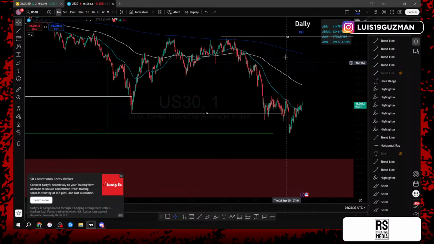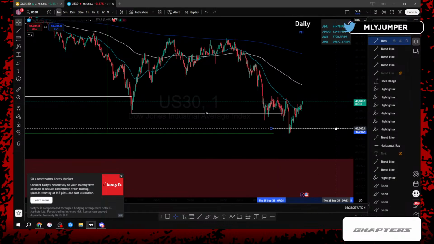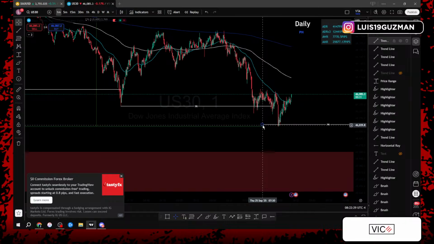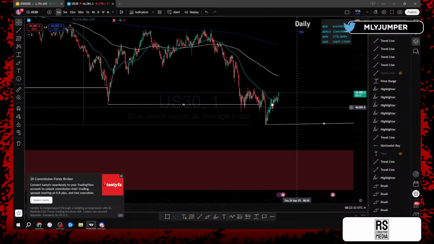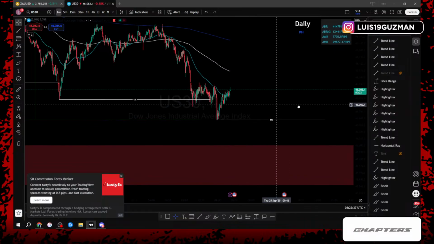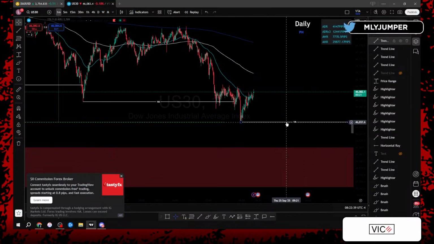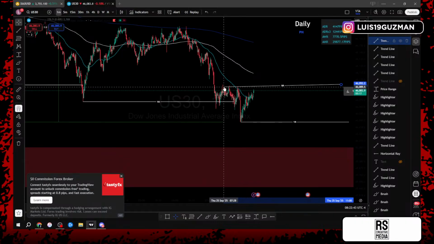However, again, now that I'm looking for my entries, I know that we're trading between this low here, it's about 8 minutes till the news candle, and this low here.